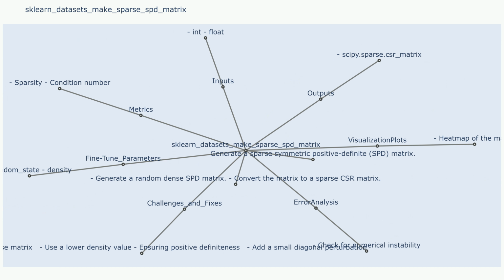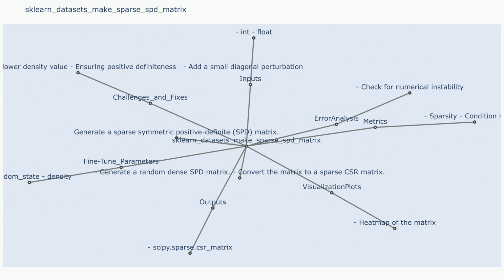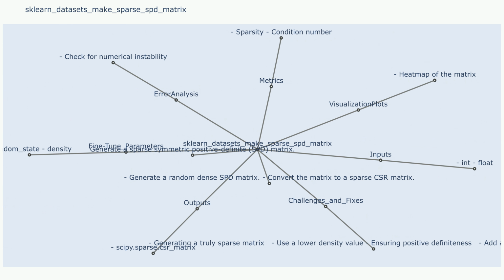Steps: generate a dense random matrix using np.random.randn. Compute its covariance matrix using np.dot(matrix.T, matrix). Convert the covariance matrix into a sparse format. Add a small constant value alpha to the diagonal of the sparse matrix. This ensures that the matrix is positive definite.